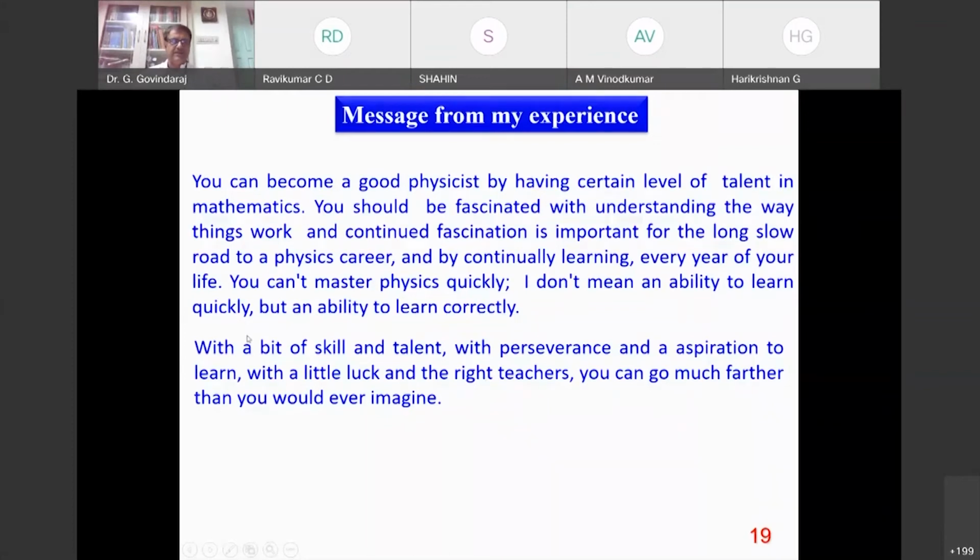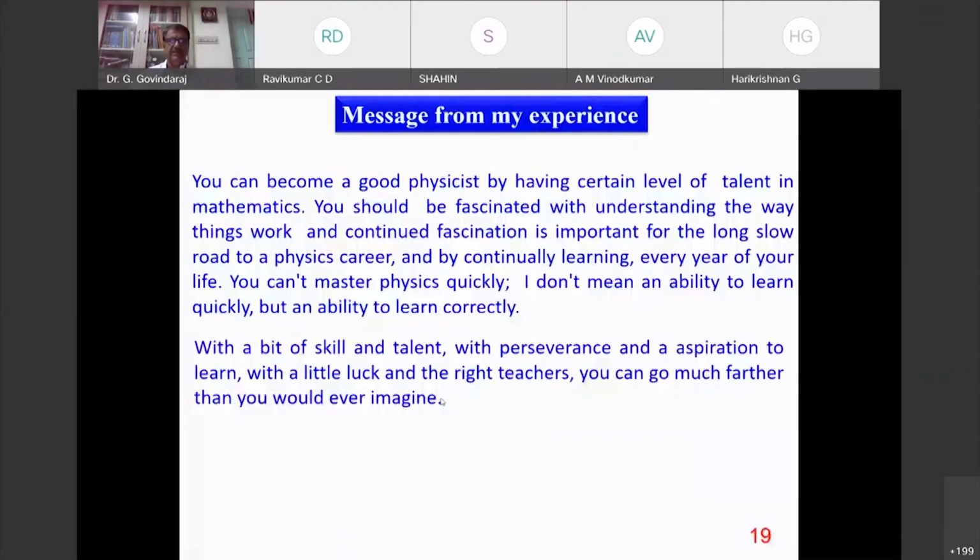Okay, so with a bit of skill and talent, perseverance and an aspiration to learn, a little luck and the right teachers, this also should happen in your life and career or institution. You can go much farther than you would ever imagine. So I really experienced these things in my career over these years.